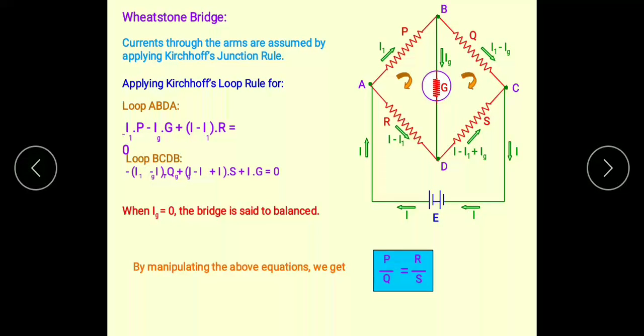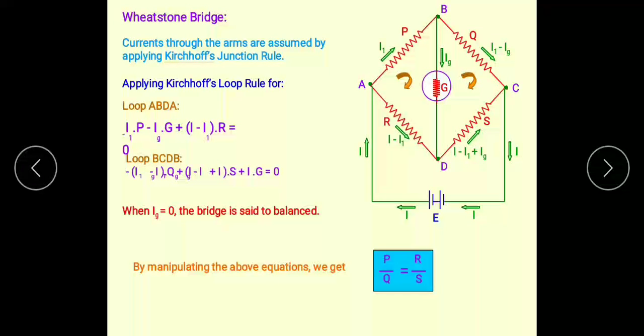Now here we have calculated the potential difference A to B and B to D. Now what will be the potential difference from D to A? We know very well that potential difference is the product of current and resistance. So here the current is I minus I1 and the resistance is R, so the potential difference will be I minus I1 multiplied by resistance R, that is (I minus I1) dot R.